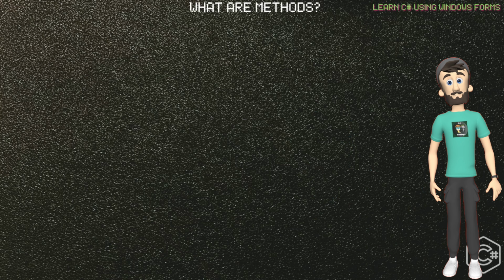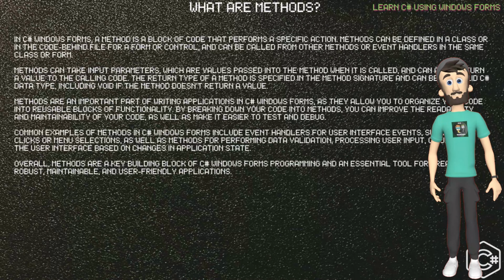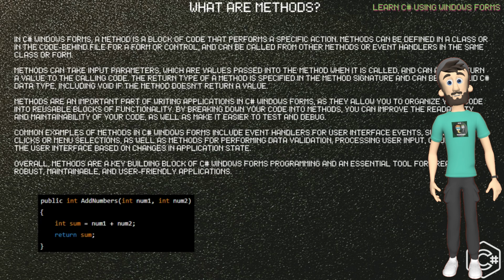What are methods? In C# Windows Forms, a method is a block of code that performs a specific action. Methods can be defined in a class or in the code behind file for a form or control, and can be called from other methods or event handlers in the same class or form. Methods can take input parameters, which are values passed into the method when it is called, and can also return a value to the calling code. The return type of a method is specified in the method signature and can be any valid C# data type, including void if the method doesn't return a value.